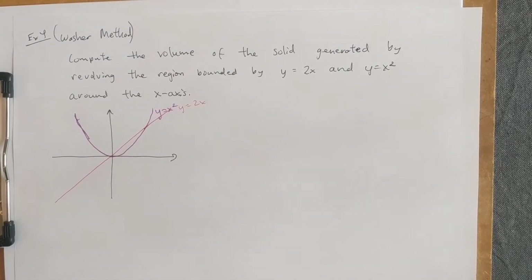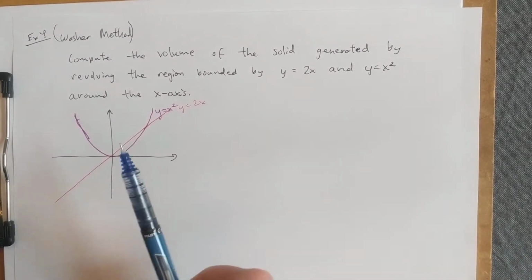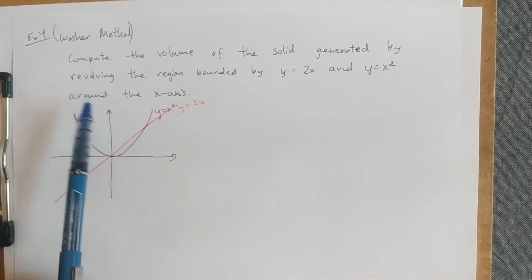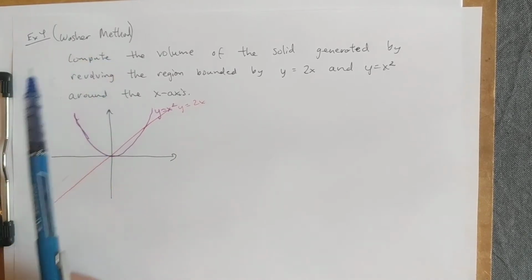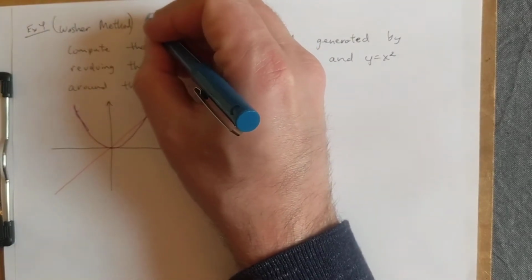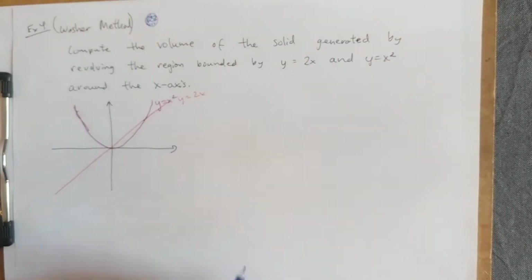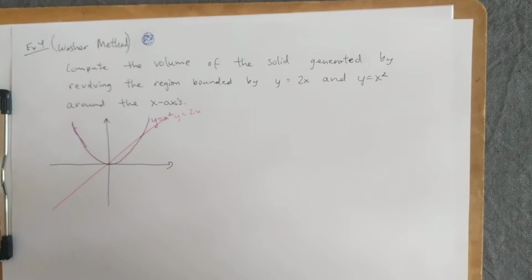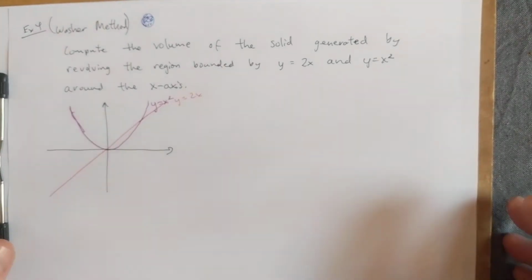Okay, so let's look at example 4. In this example, we're still revolving around the x-axis, so our cross sections will still be circular. But this is called the washer method, and you'll see this is just because washers have holes in them. And you'll see that when we revolve this region around the x-axis, our circle is going to have a hole in it.